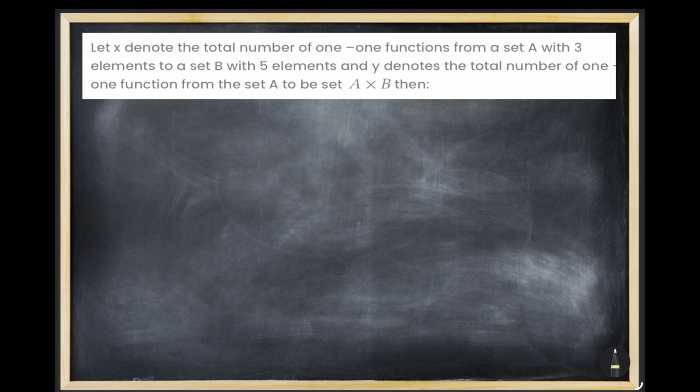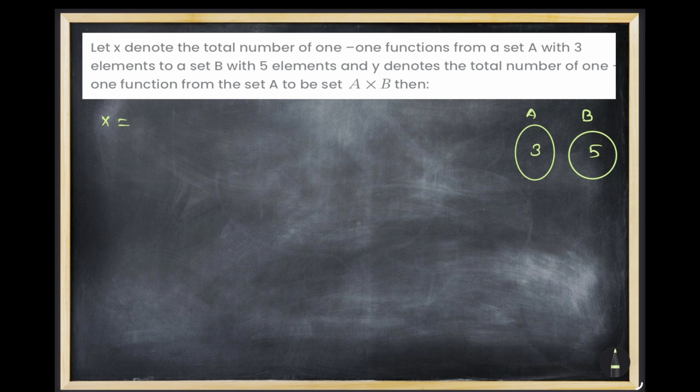So, we are back with a wholesome new question which says: let x denote the total number of 1-1 functions from a set A with 3 elements to the set B with 5 elements. Okay, so we have to make 1-1 functions.